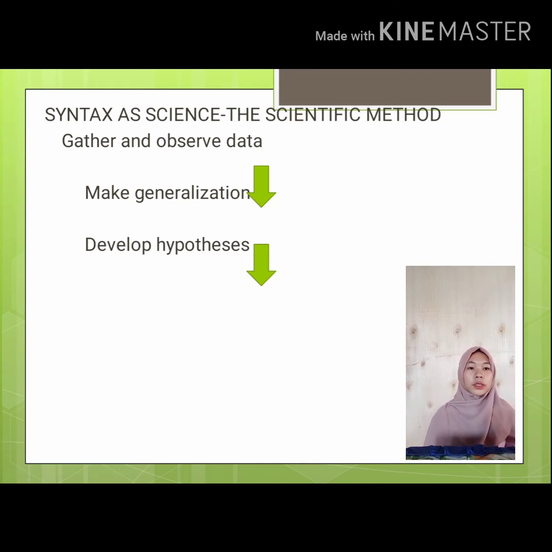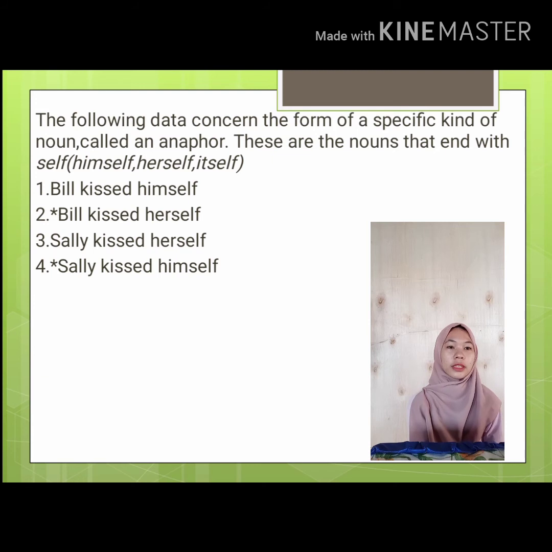The following data contains a kind of noun called an anaphor. These are the nouns ending in self, like himself, herself, itself, etc. In chapter 4, we look at the distribution of anaphora in detail. Here we'll consider one superficial aspect of them. In the following sentences, as is standard in the syntax literature, a sentence that isn't well formed is marked with an asterisk before it. The sentences assume that Bill is male and Sally is female.